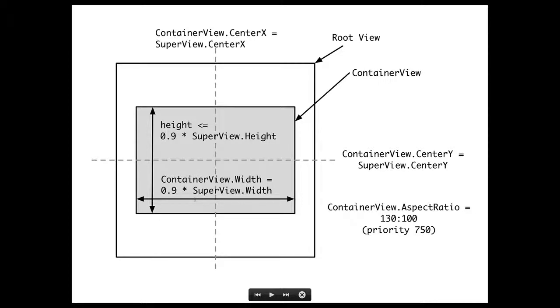And I'm going to make sure that the container view's width is 90% of its super view, which is the main view. So its width is going to be 90%, but the height is constrained to be less than or equal to 90%.